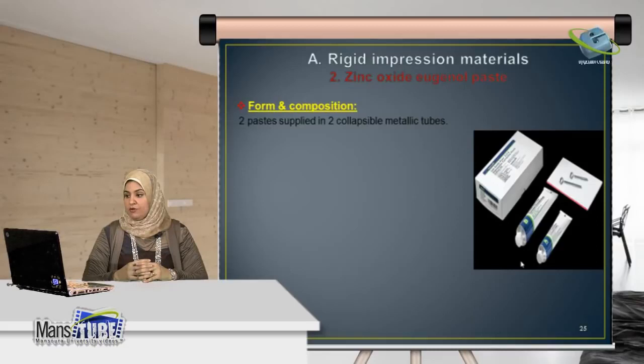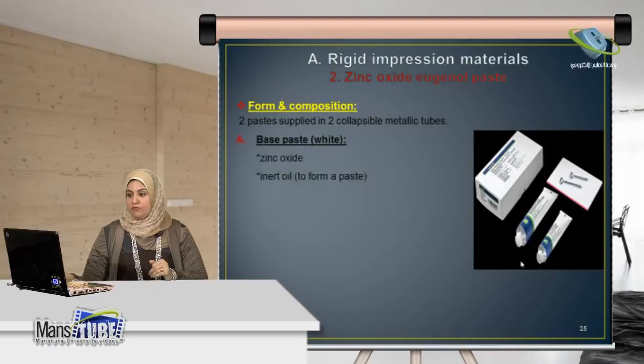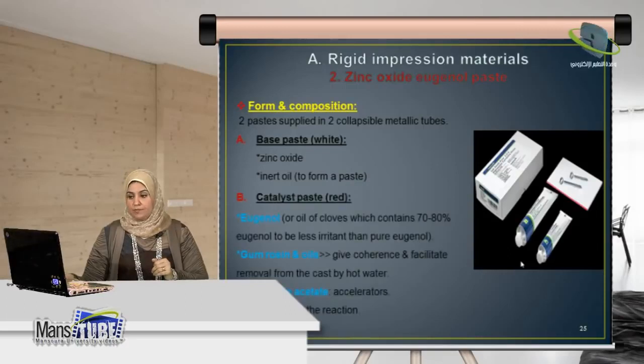It comes in the form of two pastes, as we can see here. Two pastes in two collapsible tubes. The first paste is the base paste, and it is white. The base paste contains zinc oxide and inert oils. The catalyst paste is red and it contains eugenol. It contains gum rosin and oils.